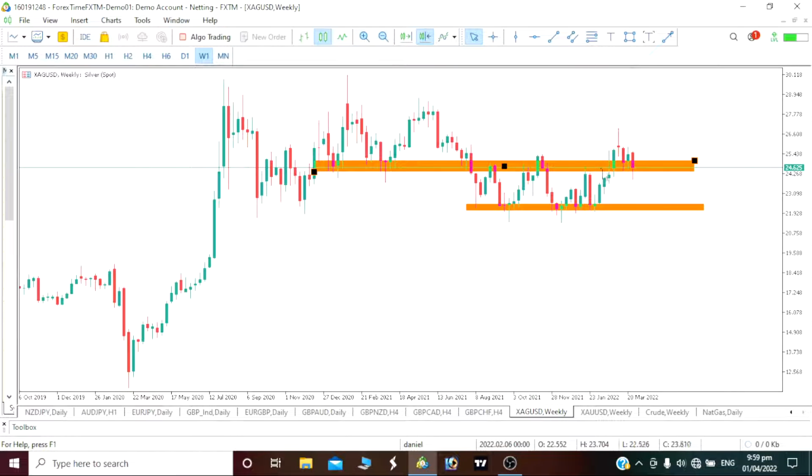Now that our price has given us a false breakout, our price has failed to push up, which means our price is actually pushing down. So where do you think our price will be moving this week? I'll tell you that our price should actually be falling. We should be looking for a sell position on our silver USD. That is exactly what I'll be looking for.